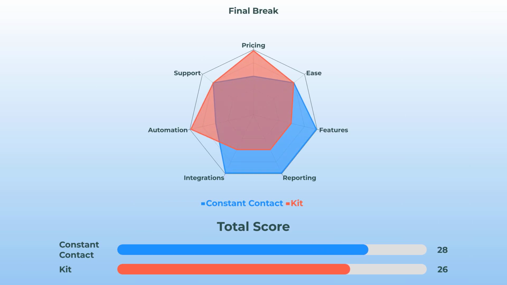All right, let's zoom out and check out how both stack up across everything. You'll notice Constant Contact tends to shine for bigger businesses demanding all the bells and whistles, while Kit goes hard where AI and customer conversations matter most. Pretty clear zones of genius for each.